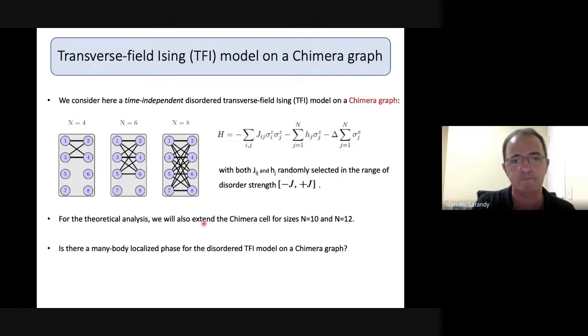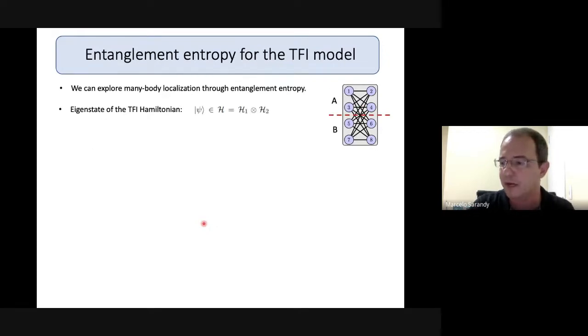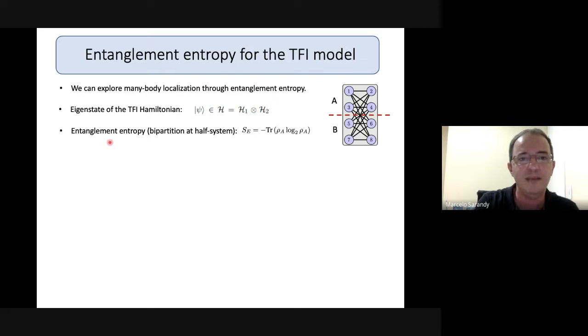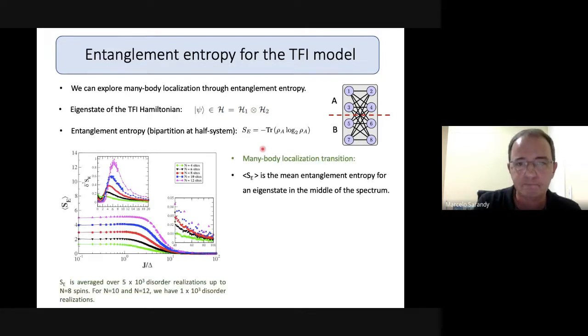So the question is: is there a many-body localized phase for the disordered transverse field Ising model on a chimera graph? This is the first answer we would like to have. We addressed this problem first by looking at the entanglement entropy for the transverse field Ising model. So we cut the system in half, right? We have 4 spins in a subsystem A and 4 spins in a subsystem B, and then we look at the entanglement entropy for one of these subsystems, right? We are looking at the entanglement between A and B by measuring the entanglement entropy. So this is the result we get.